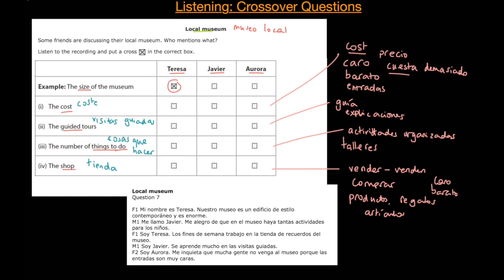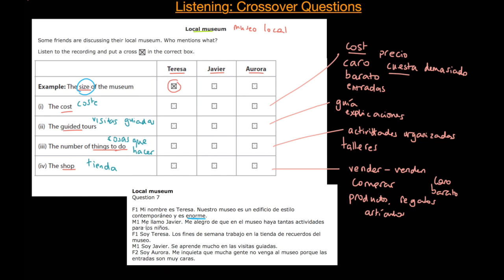So we are back. I hope that you found the recording good, manageable and straightforward. Now we're going to look at the answers with the help of the transcript. First of all, we've got the example. Mi nombre es Teresa. Nuestro museo es un edificio de estilo contemporáneo, contemporary style, y es enorme. So enorme would be massive, enormous, and that's the size. You don't need this for the exam because obviously it's the example, but it always helps to have that reassurance of, yeah, that's good, I've understood the example.